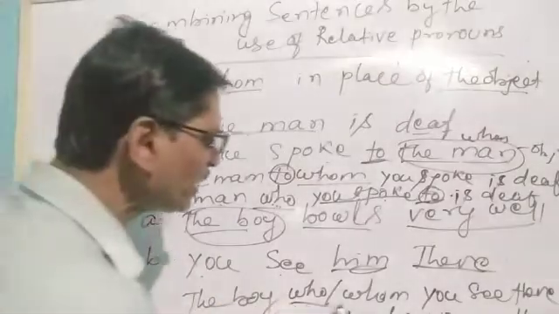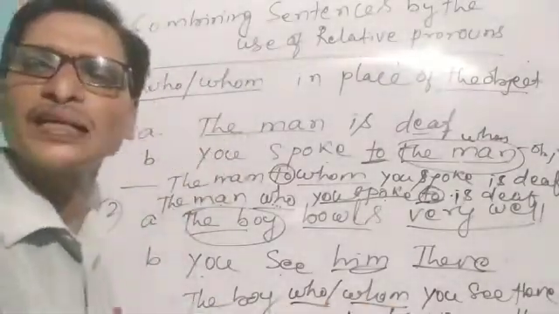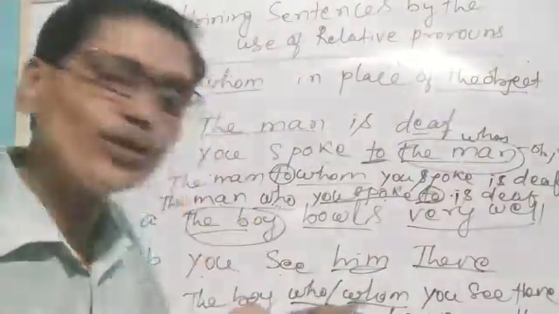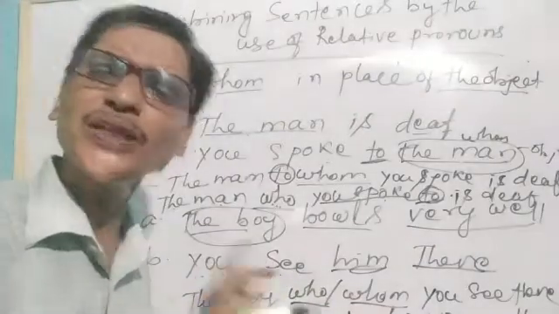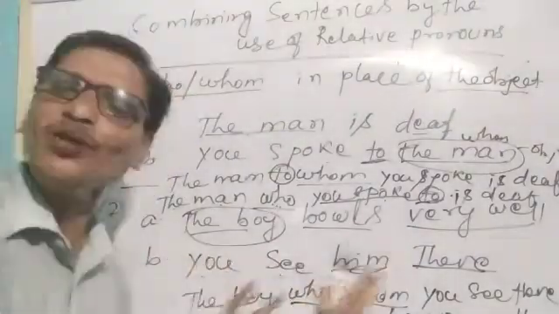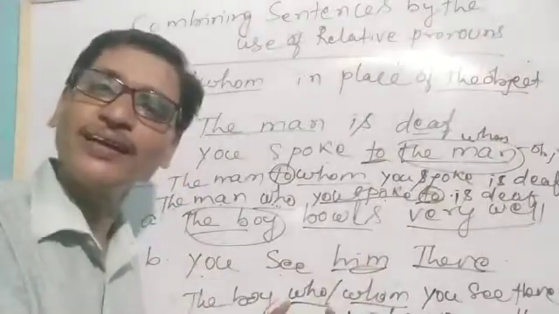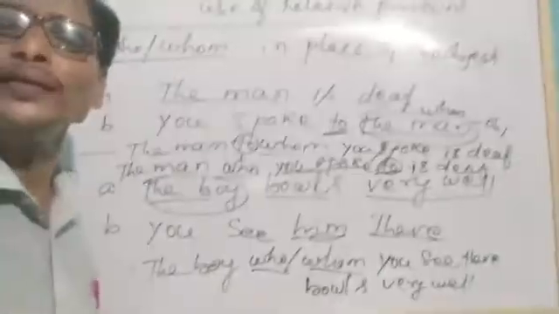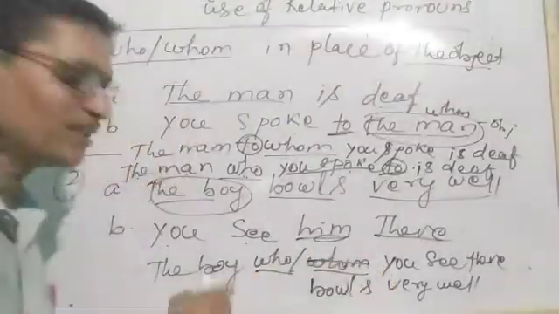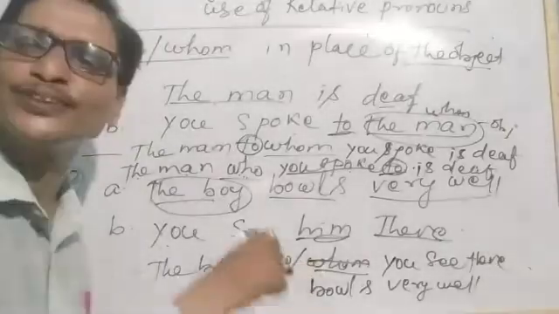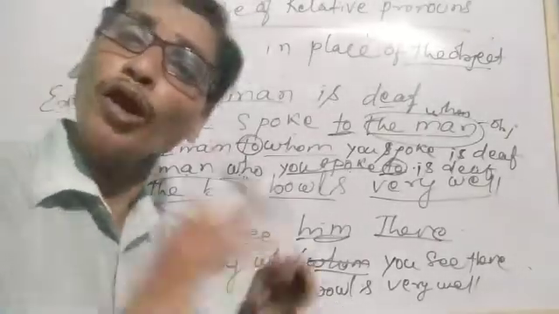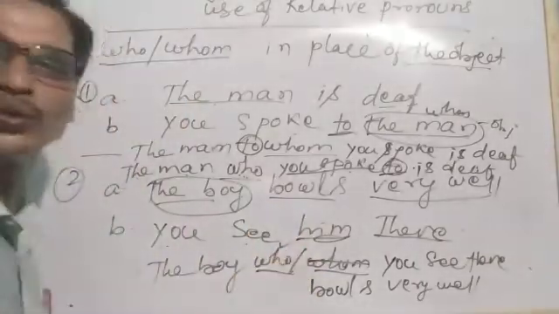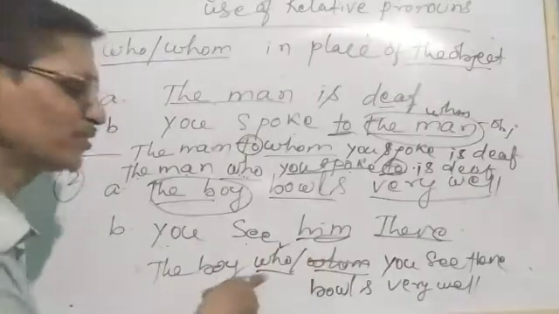So here you see, we can use either who or whom. The rule is that we can use whom if there is a preposition before it, but here there is no preposition, so we can use either. But for spoken English, what do we do? We don't use whom, we use who, because whom is used for formal English, and for spoken and non-formal English, we use who. So in place of whom, we use who.